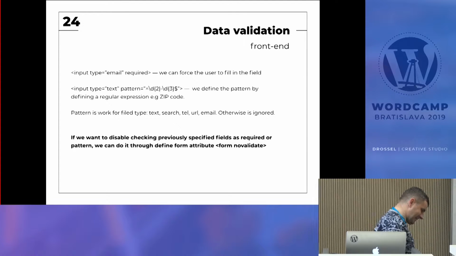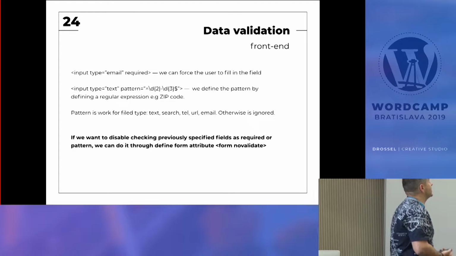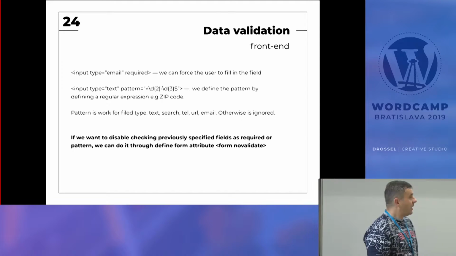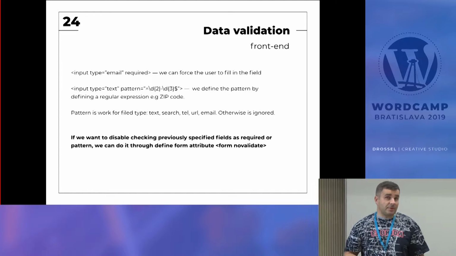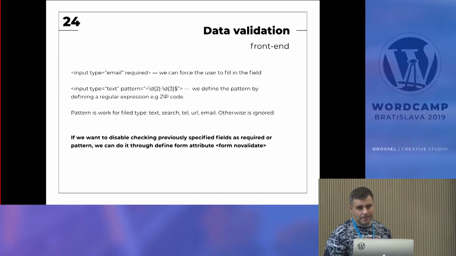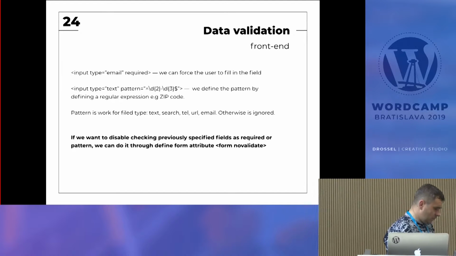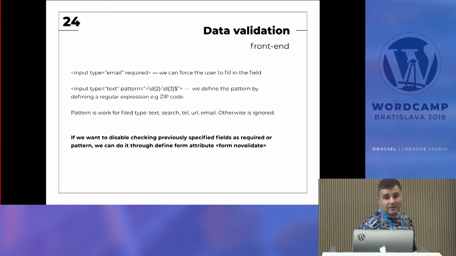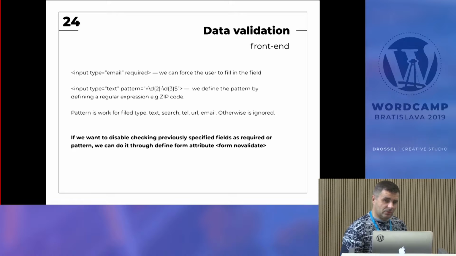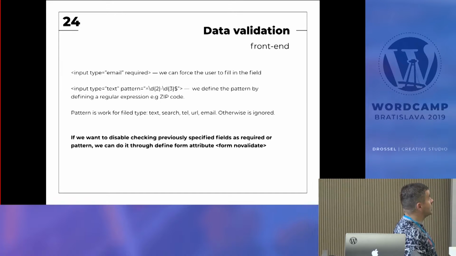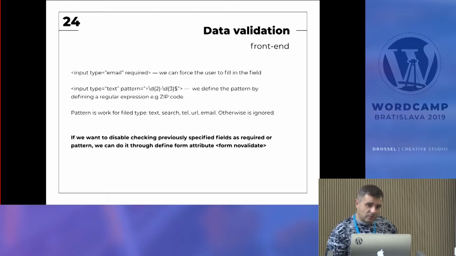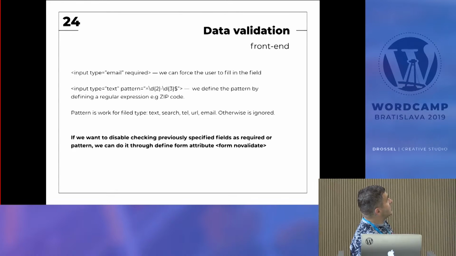Okay, and the next subject is validation. So we can make a validation in the front end. We can use JavaScript. We can use HTML markup to this. And in HTML we have two attributes like required. We can force the user to fill the fields, and the pattern to define the pattern of the fields. And these two attributes work only for these 5 types of fields.